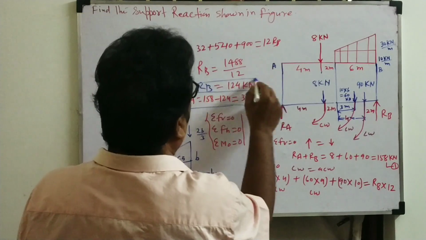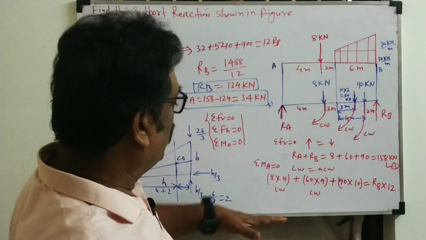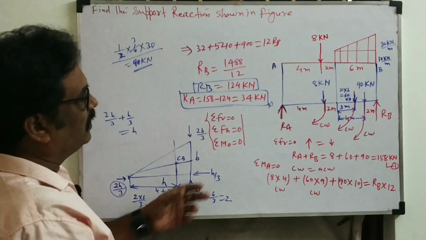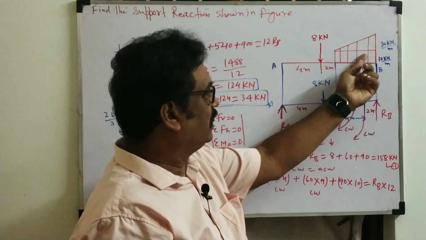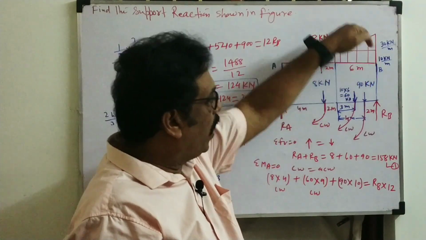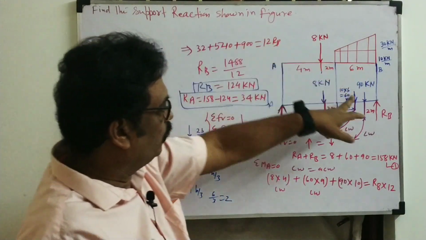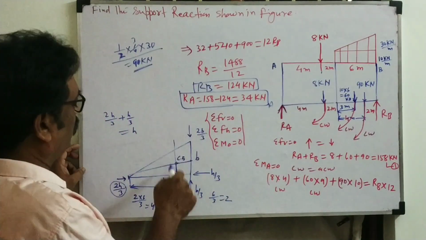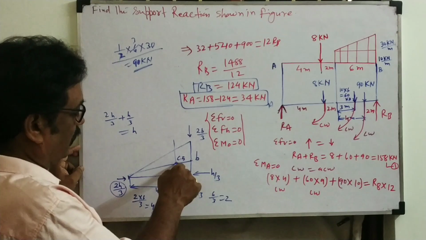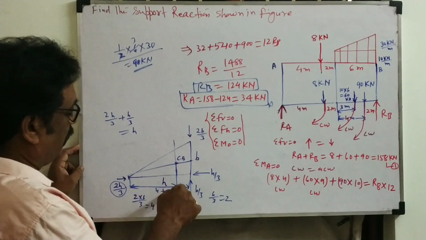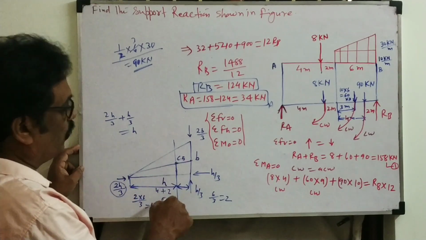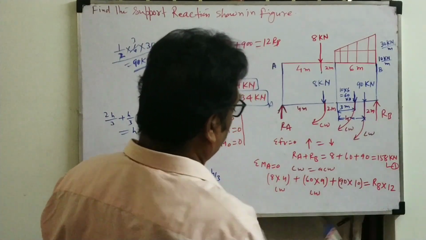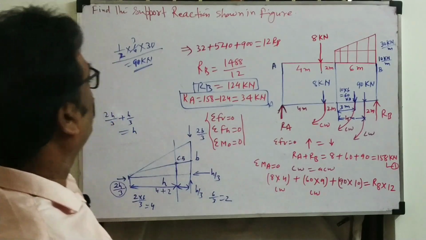This way we can get the support reactions RA and RB. This is the method. So what we observe here is, if situations like this are there, find the load. Load is the area of the rectangle, load is the area of the triangle. Where will that load act? It acts at the center of gravity point. The rectangle's center of gravity will be in the middle, and the triangle's center of gravity will be 2h by 3 from this side. So in this way we find the distance, then force into perpendicular distance gives the moment, and we calculate the problem.